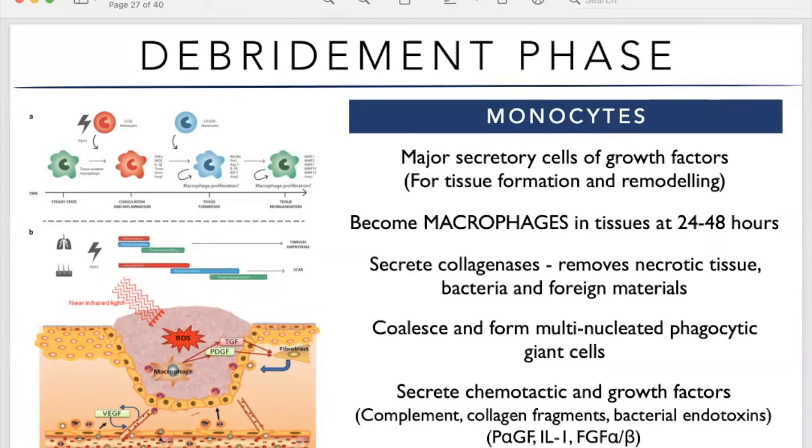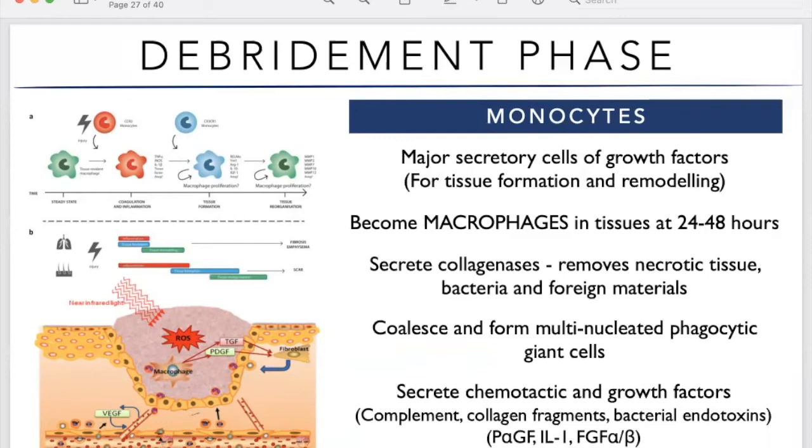And growth factors, if you go through any immunological book, depending on where they go, what part of the body they go, they are there for tissue formation and remodeling. And remember, monocytes, when they exit the blood vessels, they are now called macrophages, right? And they are found there in 24 to 48 hours, right? Macrophages would also secrete collagenases, right? Dun pa lang, enzyme, collagenase, it will break down collagen.